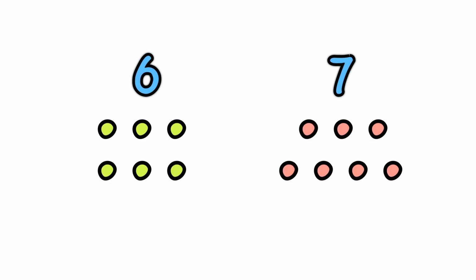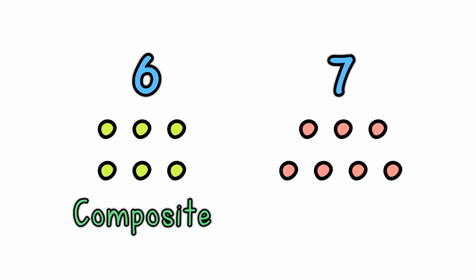And we give them names. When a number can be divided up evenly, it is a composite number. When a number cannot be divided up evenly, it is a prime number. So 6 is composite and 7 is prime. And that explains it, but there are some more details.